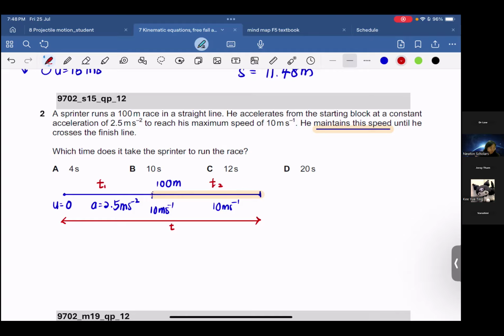So boys and girls, for the T1, can you count? What is the T1? You count what information you have. You have U equals 0. You have the final velocity is 10. You have the acceleration is 2.5. Are you able to count T1? First section. Count and then let me know.